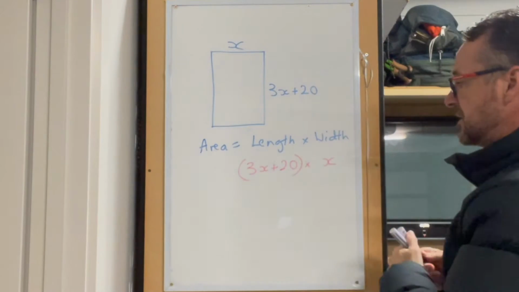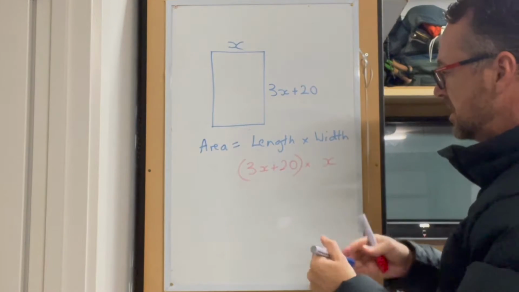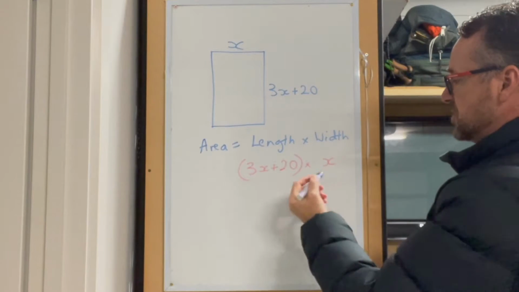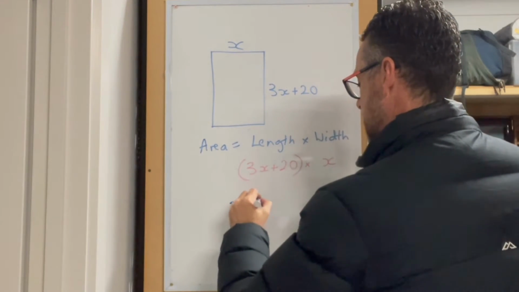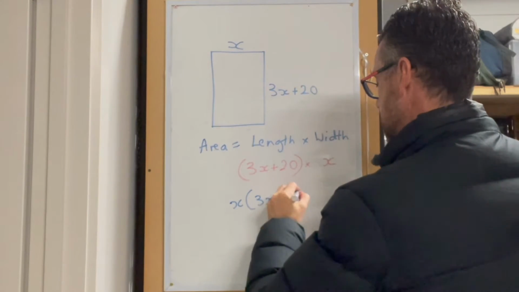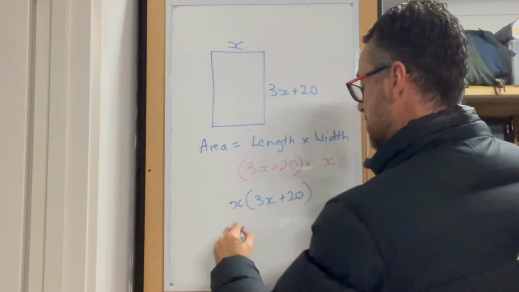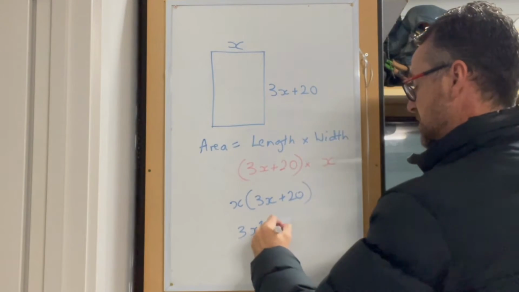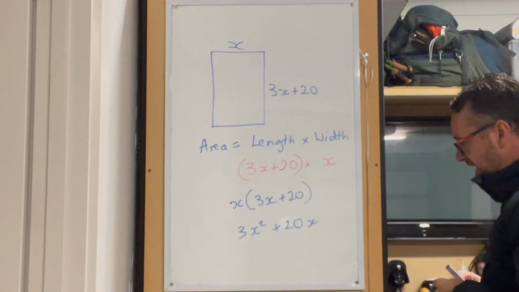You're then asked to expand that. What that really means is to take this and multiply. So this actually becomes x(3x plus 20) in this format, and then we can do the multiplication. So x times 3x is 3x squared, and then x times 20 is plus 20x as our expanded answer.